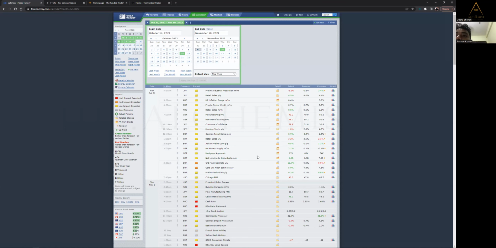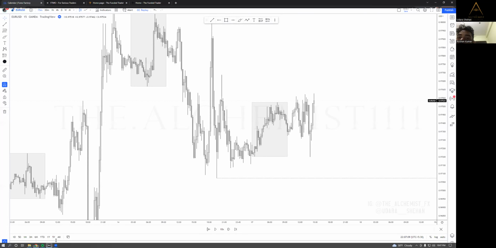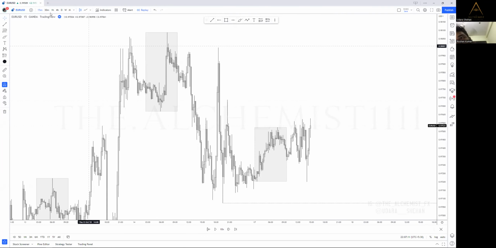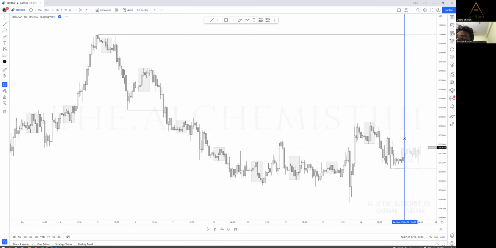14th. What do we have here? News, 6 p.m. Is it safe for us to trade the London session? No, right? Not safe. Then what do we trade? We trade the New York session. So let's see what London structure has formed for us to trade the New York session.